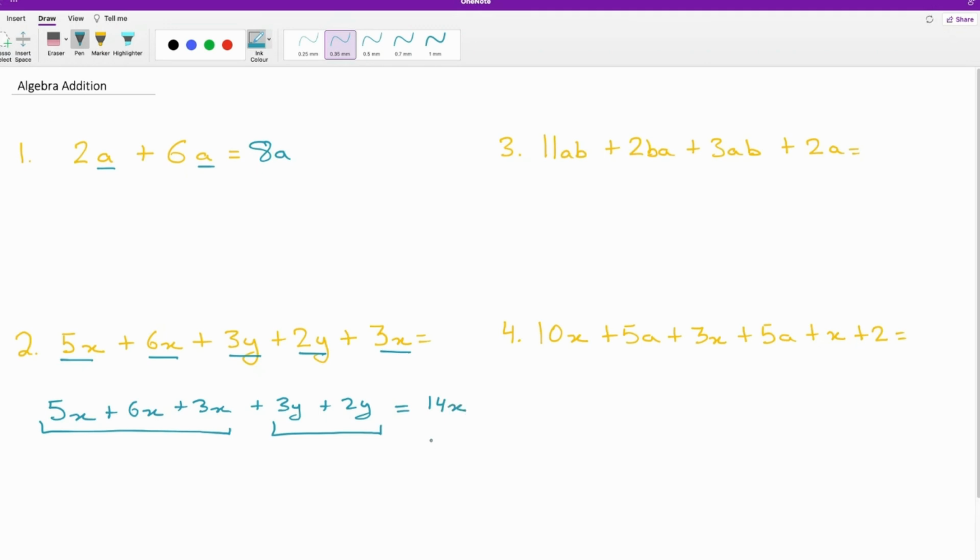That's half of our answer done. The second half is looking at the y's. So 3y plus 2y gives us 5y. And that would be the answer.